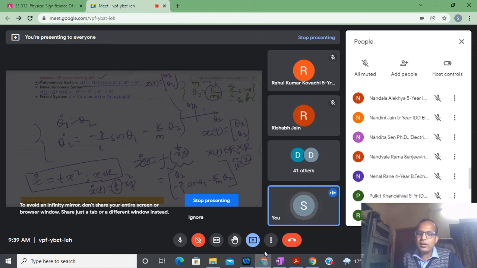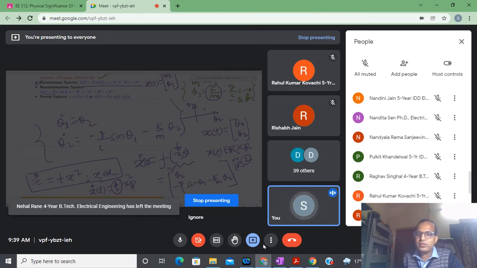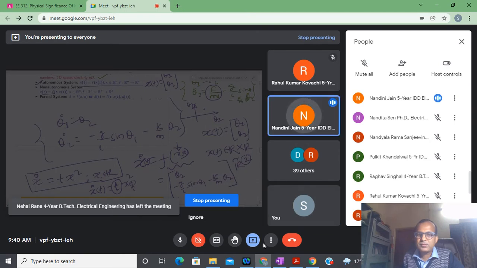Okay, I will ask Raghav. Nandini Jain, could you please guess whether that is an autonomous system or a non-autonomous system? So, non-autonomous system. Yeah, that is a non-autonomous system.